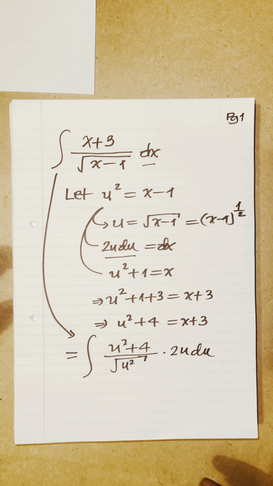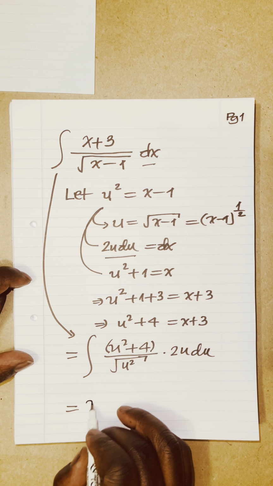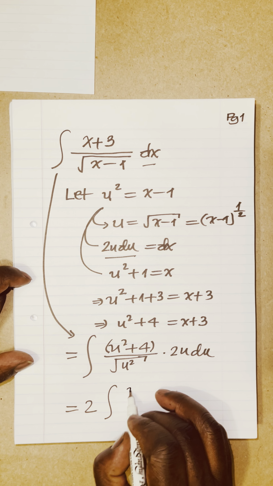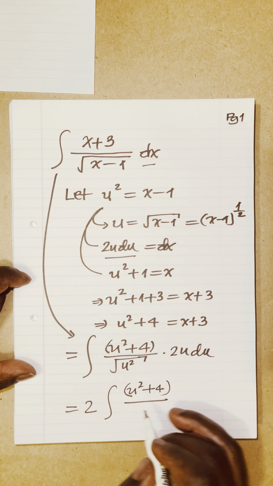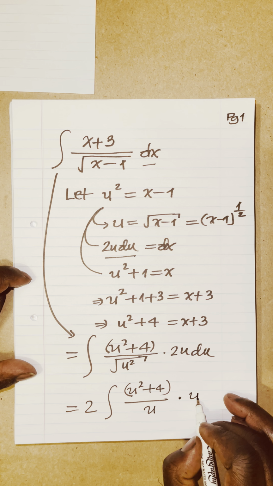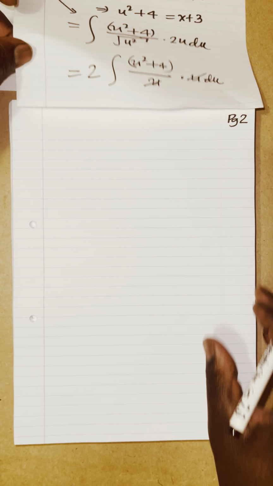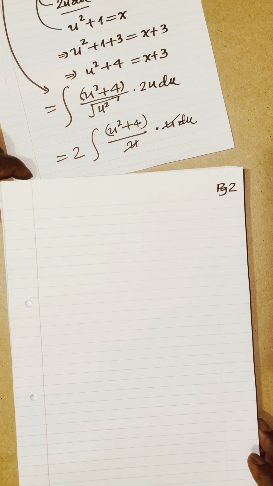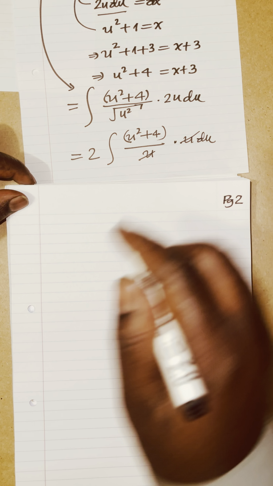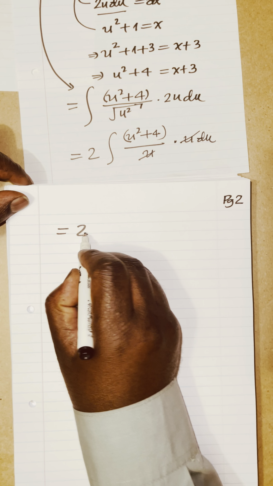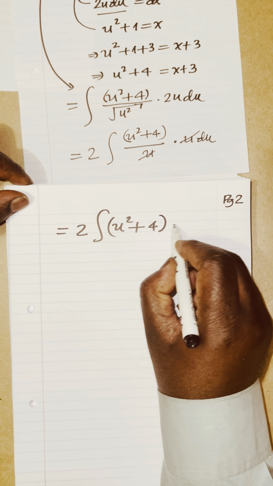Now we have to take 2 out because it's a constant, and I must put this in brackets. All right, taking 2 out, we have 2 times the integral of, remember in the numerator we have u squared plus 4. In brackets in the denominator, the positive square root of u squared is u, times here we have u du. And you can agree with me that the u's cancel. So what do I have? I have 2 times the integral of u squared plus 4, and then we have du.